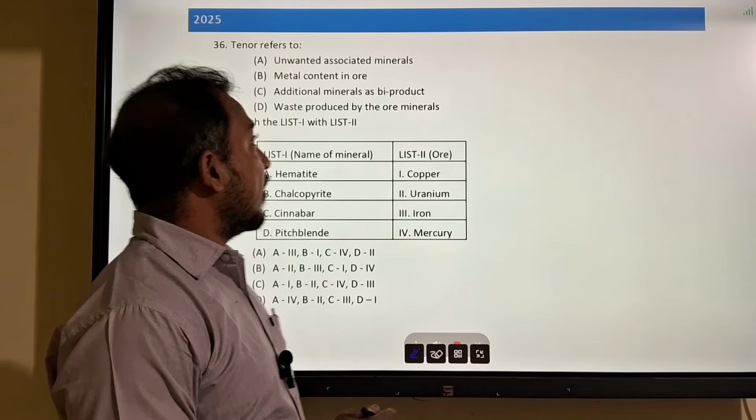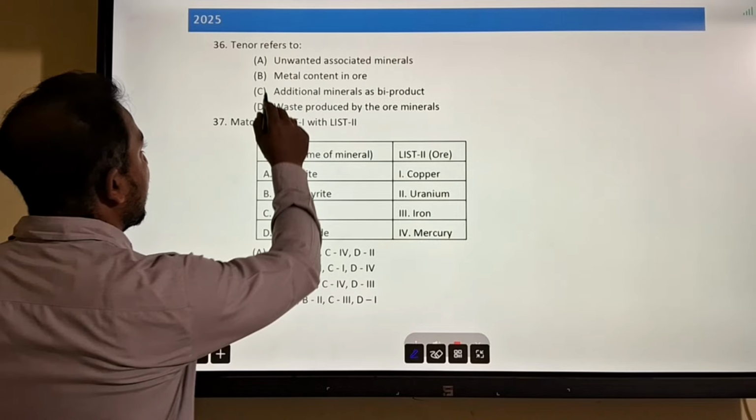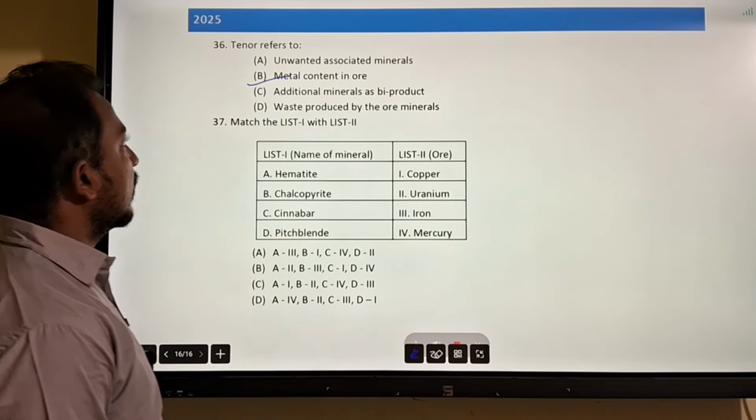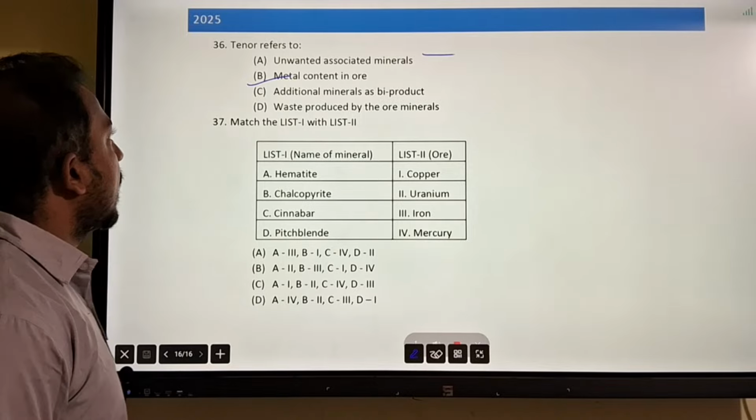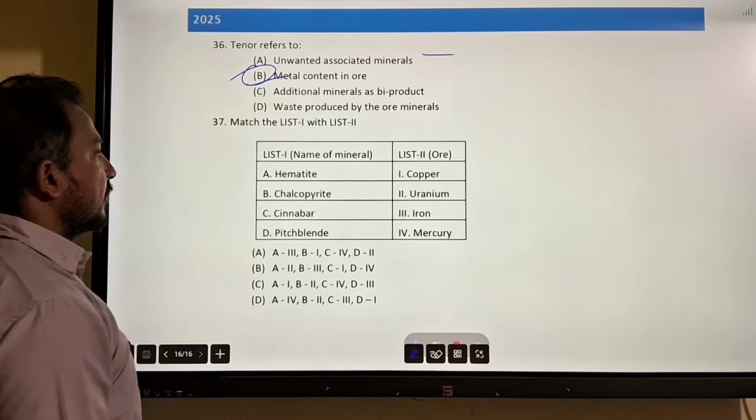So next question, tenor. Tenor I have discussed, that is the metal content in an ore. Unwanted associated minerals are called gangue minerals. So the answer will be metal content.